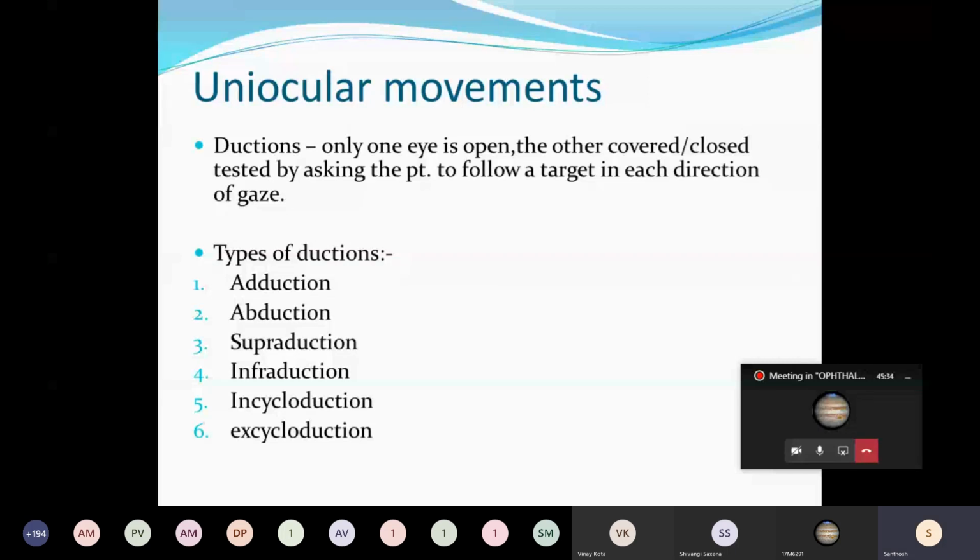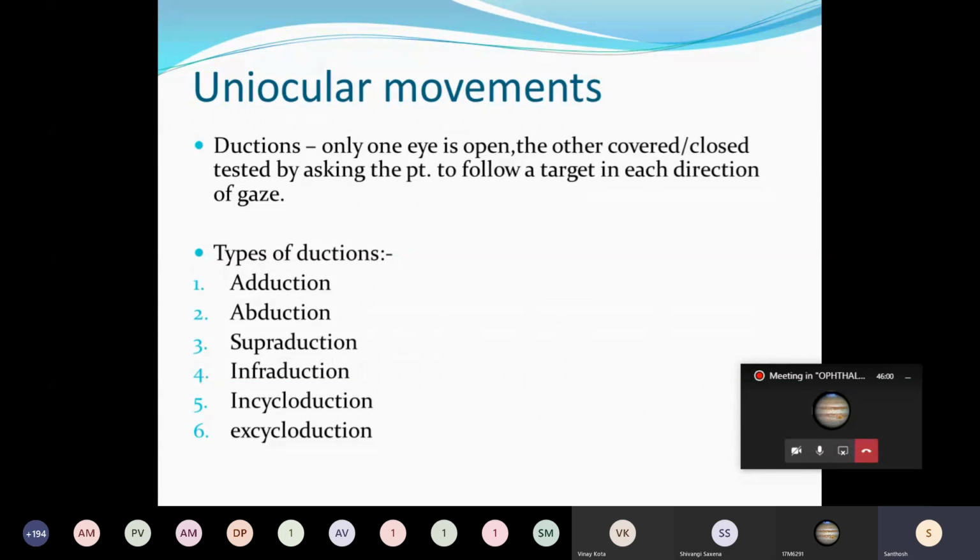Most of the times you will be asked in the university exams what are the uniocular movements and the binocular movements of the eyeball, and you must be able to tell very clearly which are the uniocular movements and which are the binocular movements. As it is evident in this particular slide, the uniocular movements are referred to as ductions, and most of the students say ductions and stop at that, but don't do that.